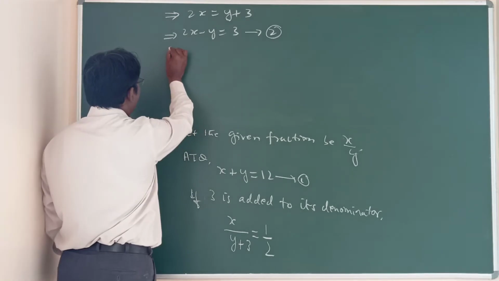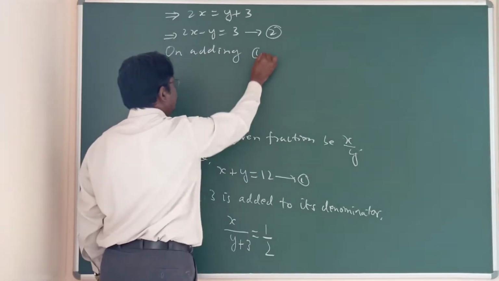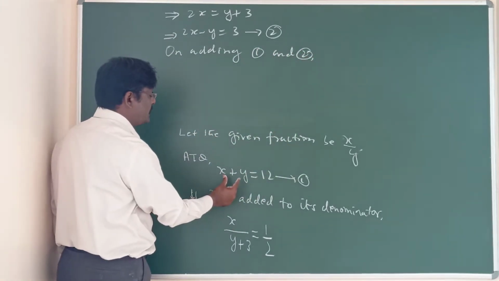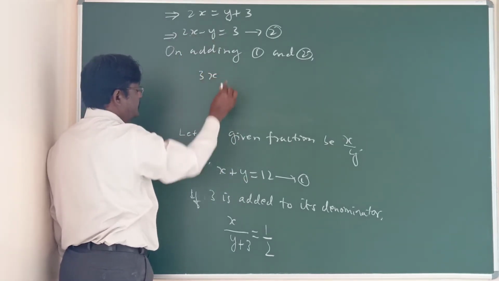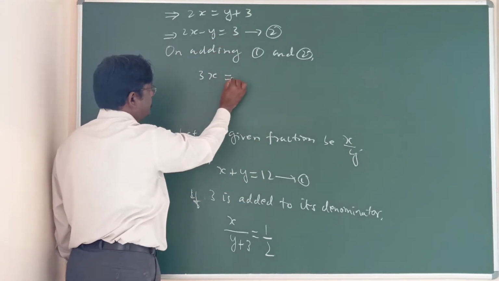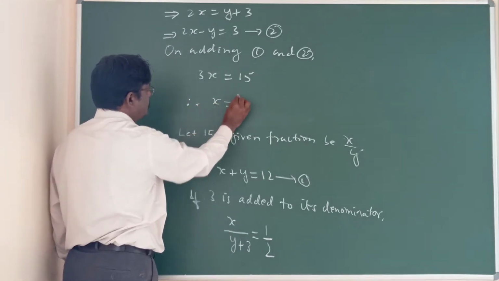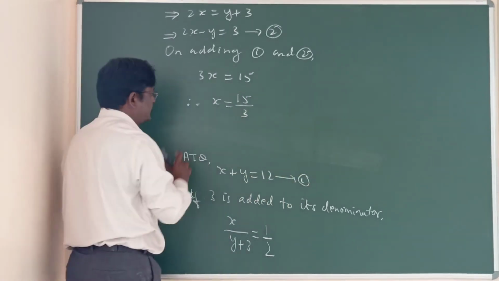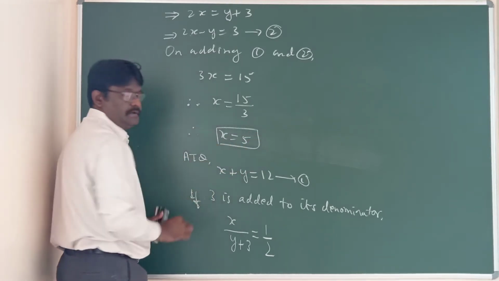Hence, on adding 1 and 2. Okay children. When we add 1 and 2, x plus 2x becomes 3x, plus y minus y gets cancelled, 12 plus 3 is 15. Therefore, we get x equal to 15 by 3, therefore x equal to 5.